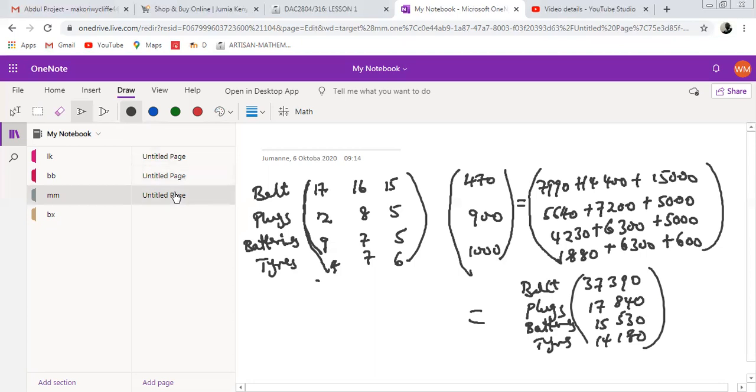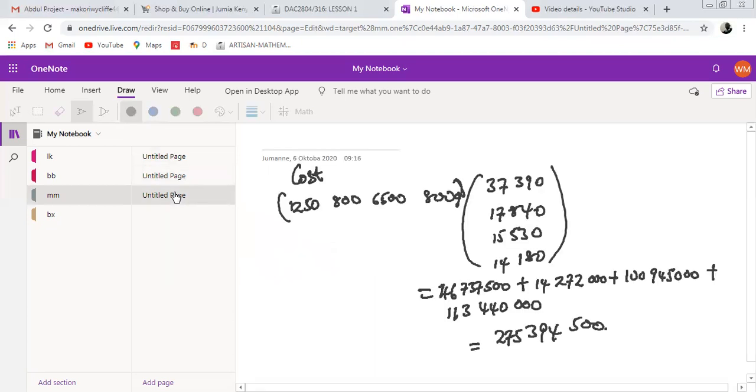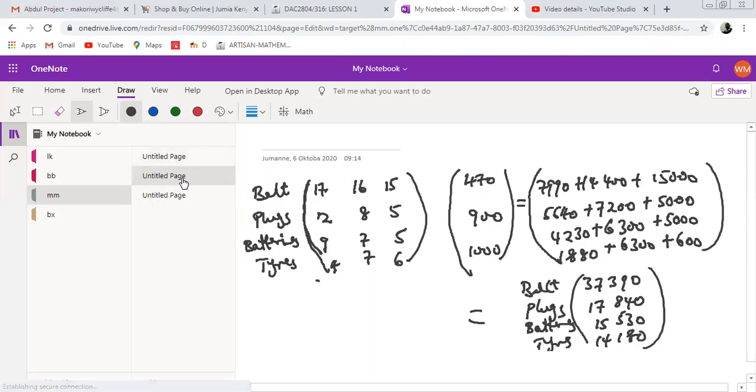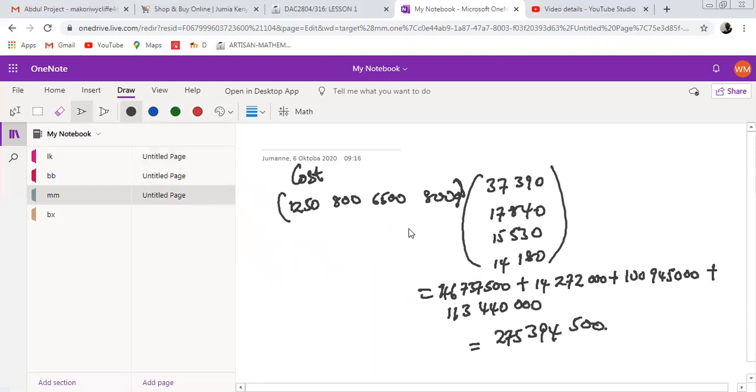Now, the last part was requiring you to get the total cost of purchasing those particular spare parts. Remember, each belt was costing this. Those particular spare parts, we have got belts, plugs, batteries, and tires. So here we have their cost: belts, plugs, batteries, and the tires. This is the price of each item.